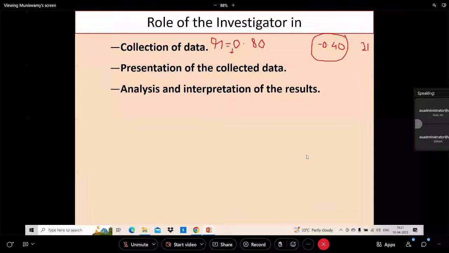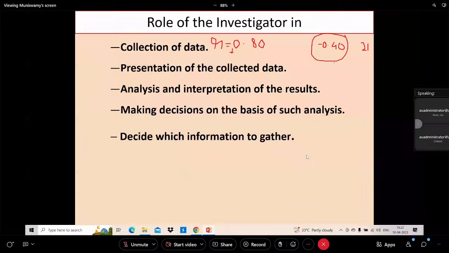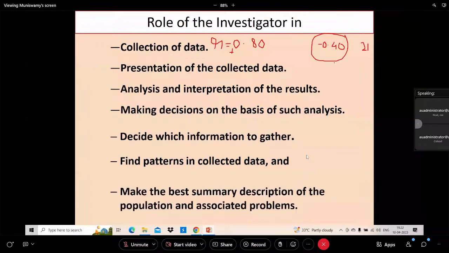How we analyze that kind of data is very, very important. Then, making decisions on the basis of such analysis, and deciding which information to gather, is the role of a research investigator. You should know all these things. Next, find patterns in the collected data and make the best summary description of the population and associated problems. So make the best summary description of your research project.